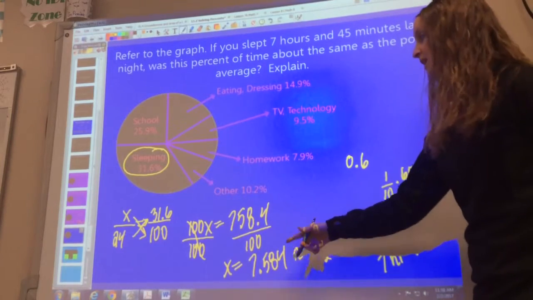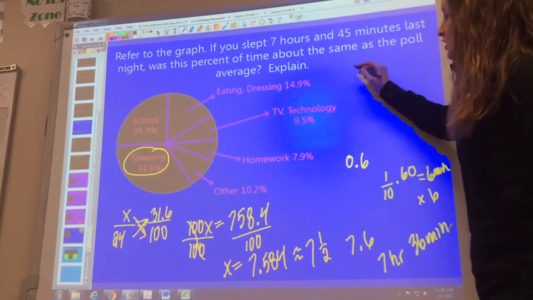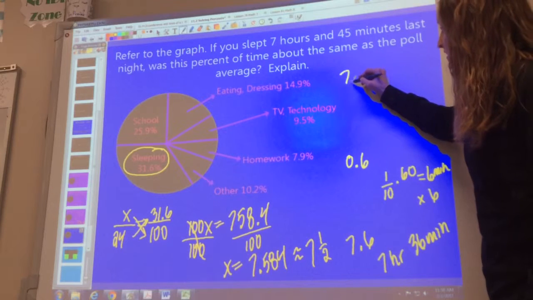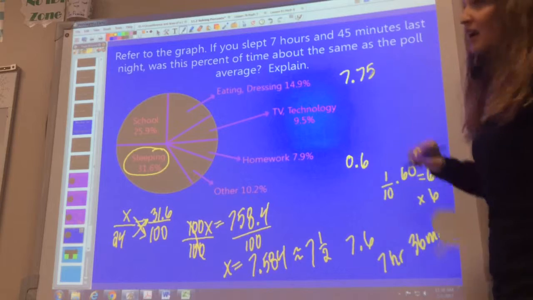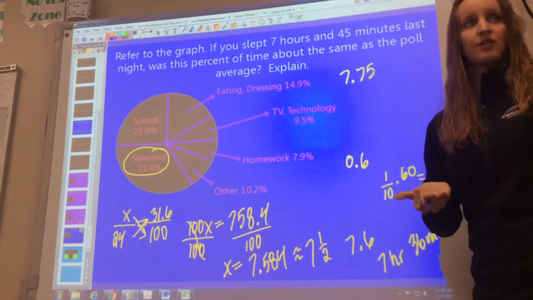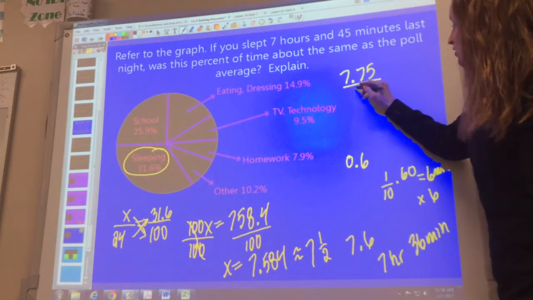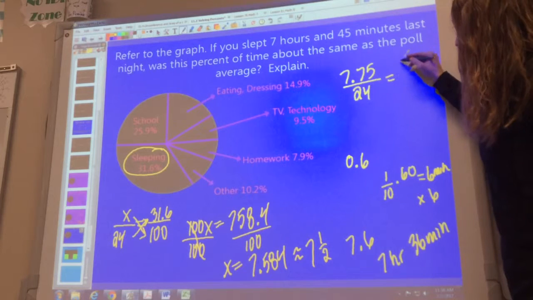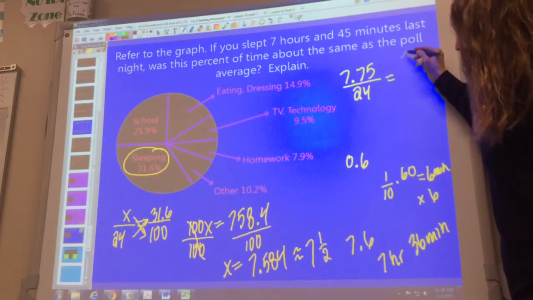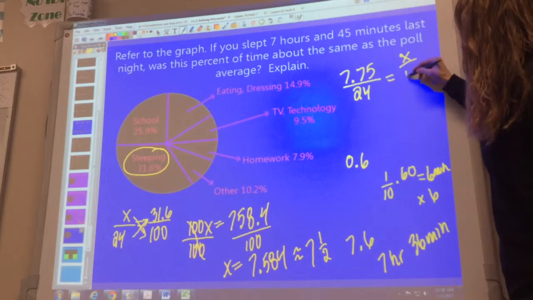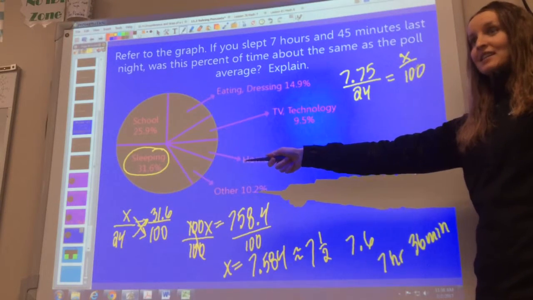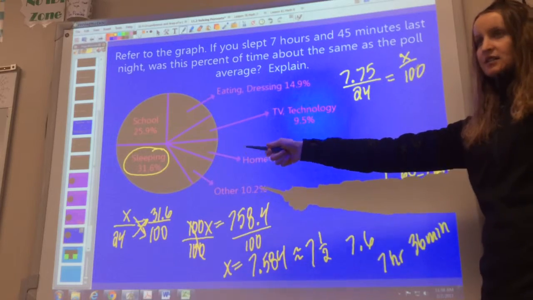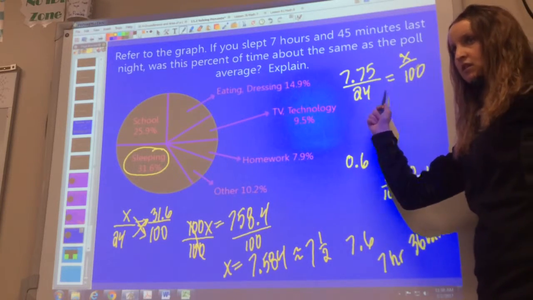Now, another setup that I saw someone do was 7 hours, 45 minutes. As a decimal, that would be 7.75, right? 45 minutes is 3/4 of the way there. And you would also get the same answer, x over 100. But you would get a percentage a little larger than what's up there, correct? Because I think you did that this way.